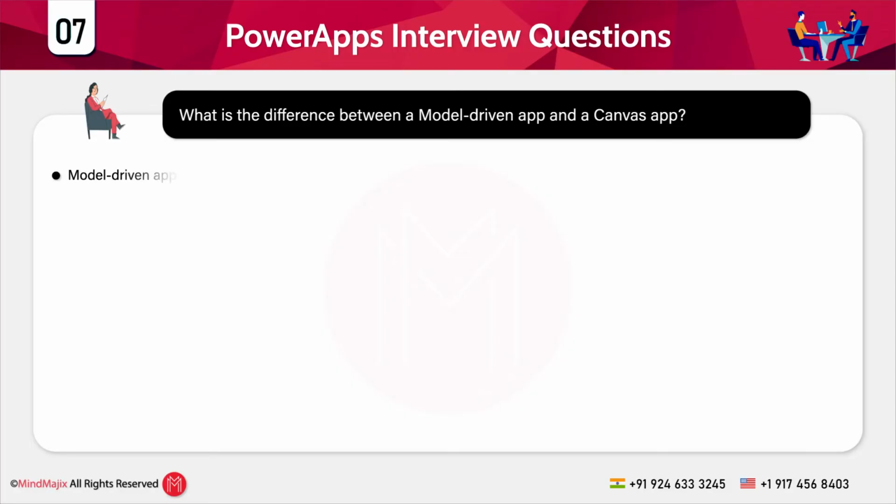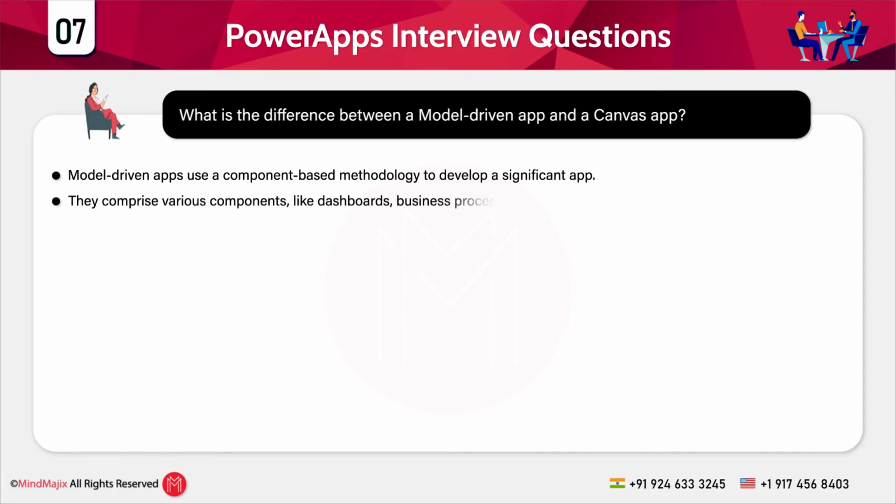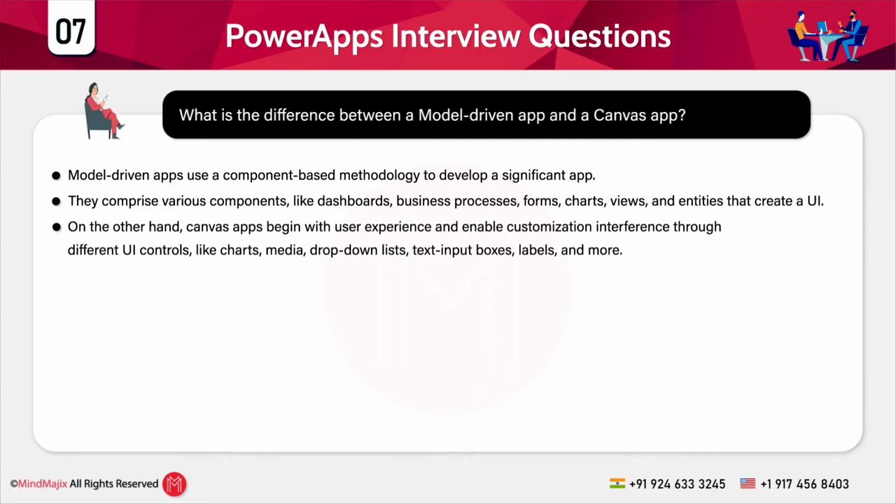Okay, so model-driven apps use a component-based methodology to develop a significant application. They comprise various components like dashboards, business processes, forms, charts, views, and other entities that create a user interface. On the other hand, a Canvas application begins with user experience and enables customization of the interface through different UI controls such as charts, media, drop-down lists, text input boxes, labels, and much more. So this was a very critical difference between a model-driven app and a Canvas app.